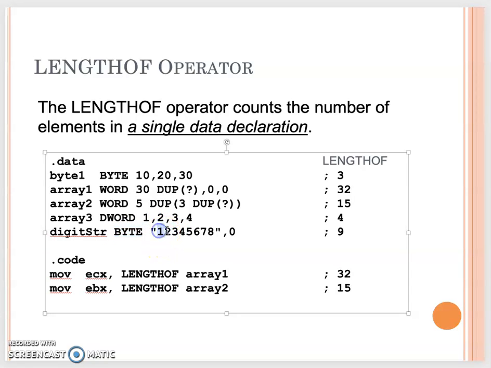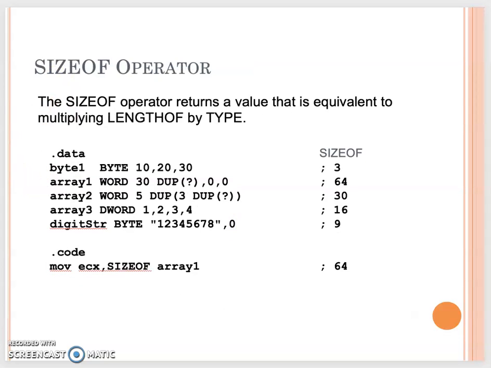So you see 1 byte, 2 byte, 3 byte, 4 byte, 5, 6, 7, 8. And don't forget the null character will count as well. So that will have 9 elements. So that's the length of. The length of actually just returns you the number of elements from the data label. Sometimes length of and size of, you were a little confused about that.